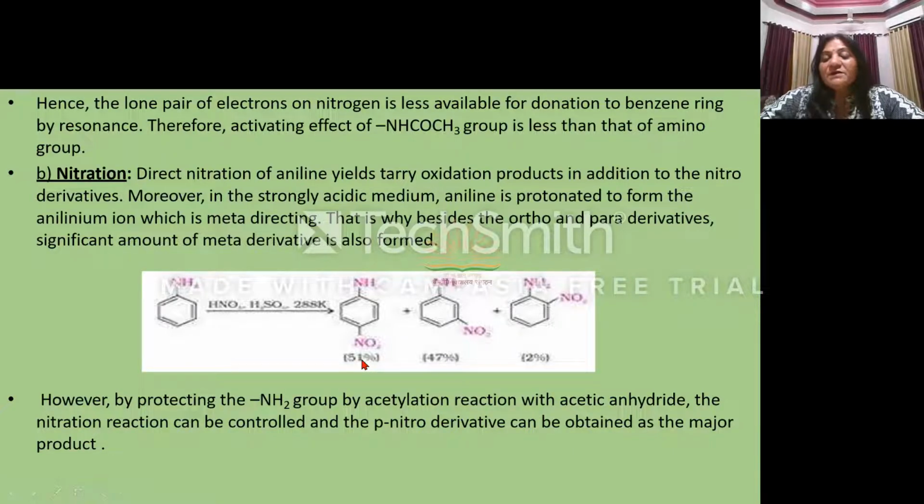So this is important because we get the three products, ortho, meta and para products. Para nitroaniline is 51%, meta nitroaniline is 47% and ortho nitroaniline is 2% due to the formation of the anilinium ion, which is formed when aniline accepts the proton from the nitrating mixture to form NH3 positive, which deactivates the electron density at the ortho position.